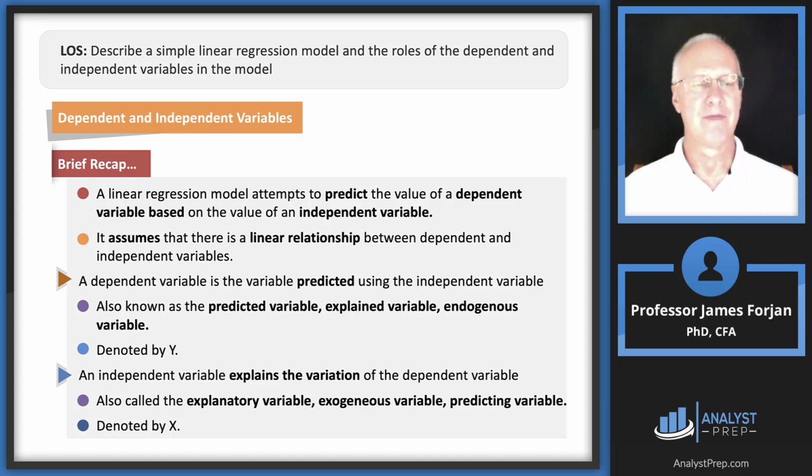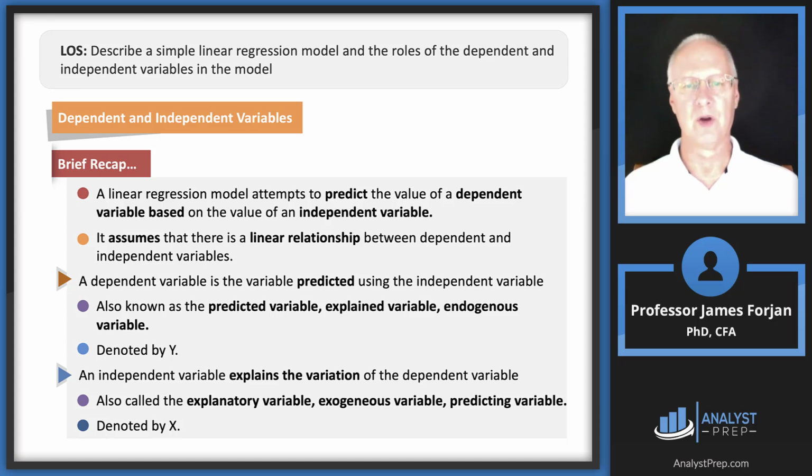All right, so that first bullet point there. The regression model attempts to predict the value of a dependent variable based on the value of an independent variable. All right, so we have two variables now, and we have identified one as an independent variable and one as a dependent variable. So of course, the dependent variable depends on the independent variable. And of course, we're assuming a linear relationship between the two. What we're going to try to do is predict the dependent variable based on the performance of the independent variable.